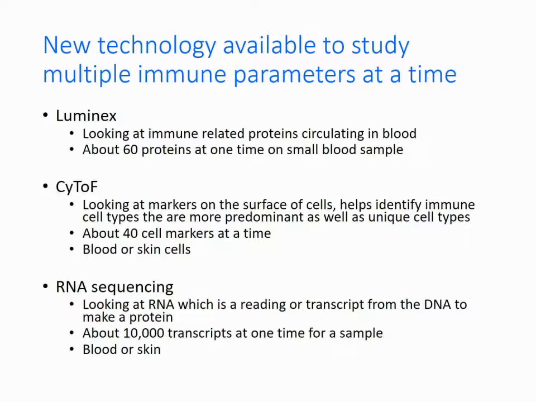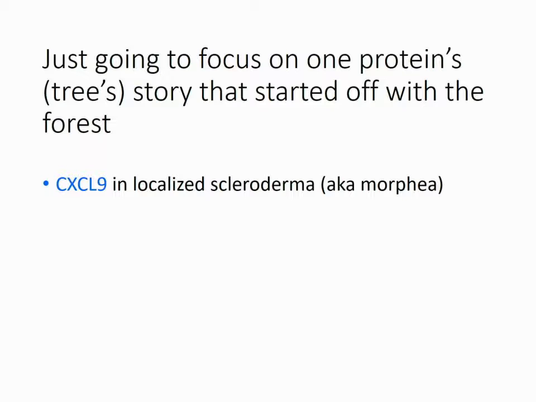So using more new age technology to look at an array of immune markers, because we don't know what markers are important in scleroderma right now. It looks at the big array so you can get an idea and narrow down the ones that are significant or the ones that are higher in scleroderma compared to healthy, or higher in scleroderma when it's active versus inactive. So this is the one protein or the one tree story. Then start off, so then to build up the forest. So specifically, I'm going to talk about this one protein or biomarker called CXCL9 in localized scleroderma.